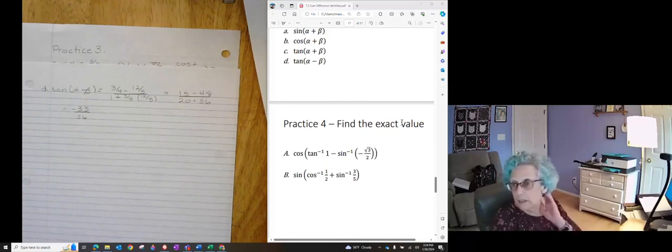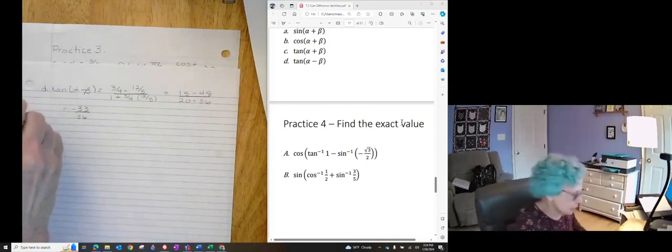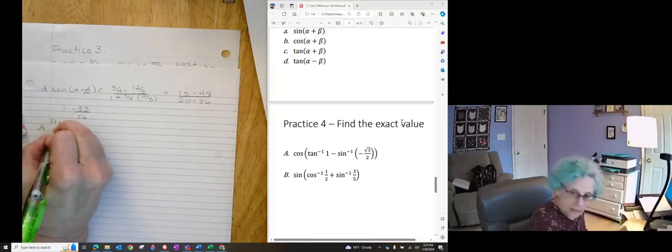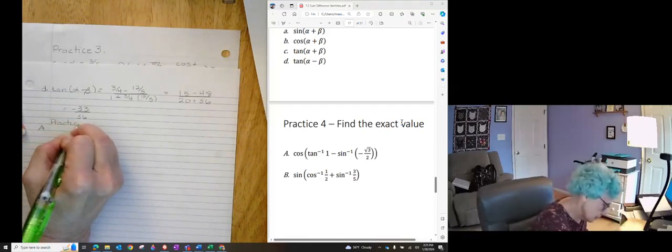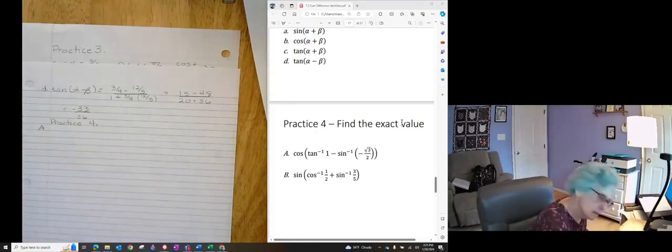Okay, so let's try some that are a little different. We have some inverse trig thrown in here. So we want to find the exact values again. Oops, let's label it practice 4.